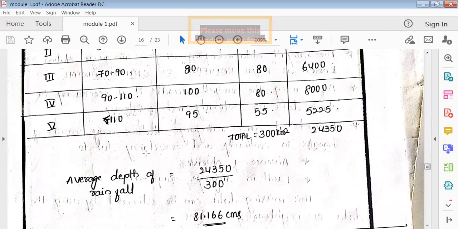So these are the three types of problems based on the three theoretical concepts to calculate the average annual rainfall.